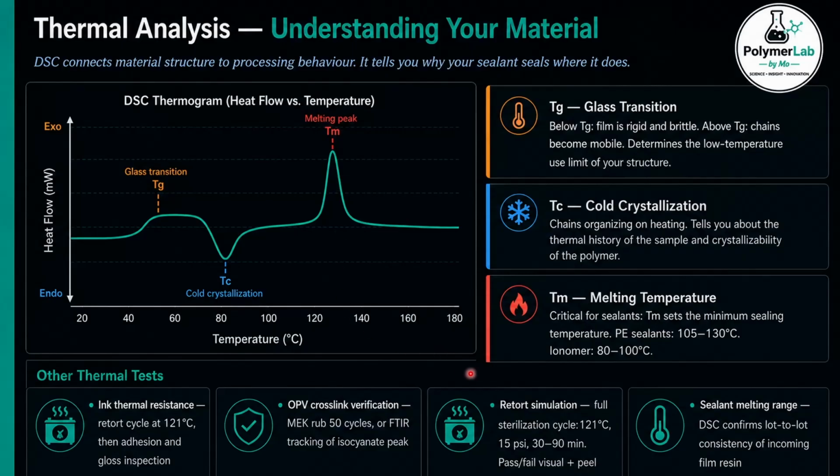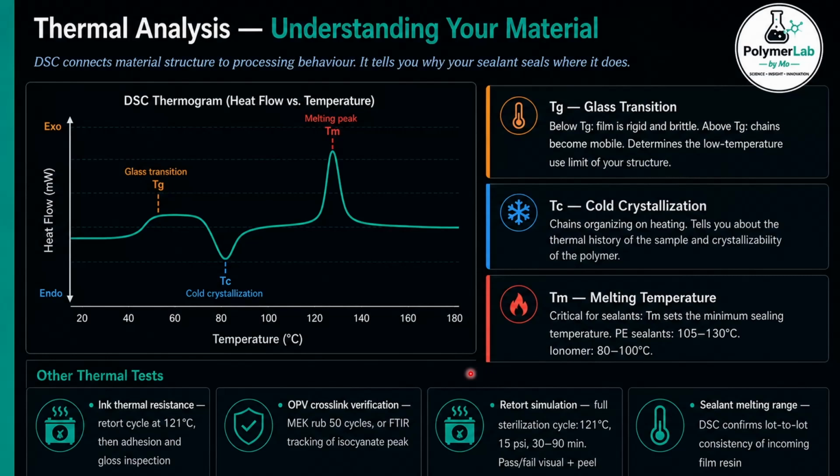DSC also measures the degree of crystallinity, the proportion of polymer that is organized into crystalline domains. More crystalline means better barrier performance because oxygen and moisture must find a path through the disordered amorphous region. A highly crystalline PE sealant has a better barrier but requires a higher sealing temperature. A less crystalline version seals more easily but leaks more.